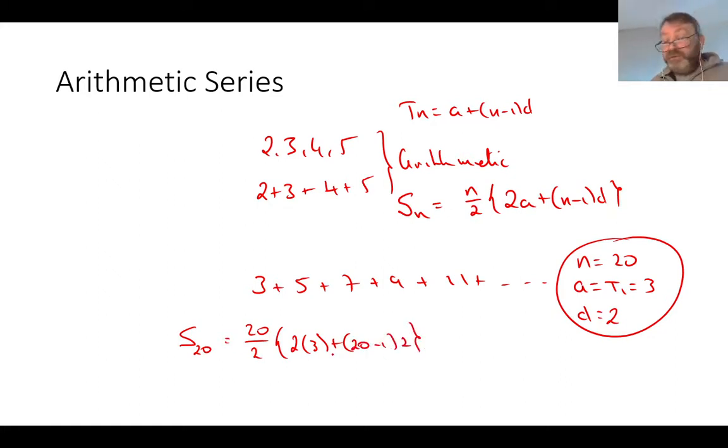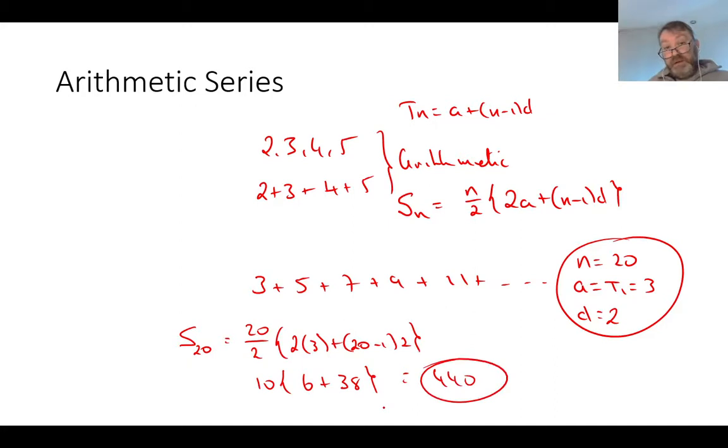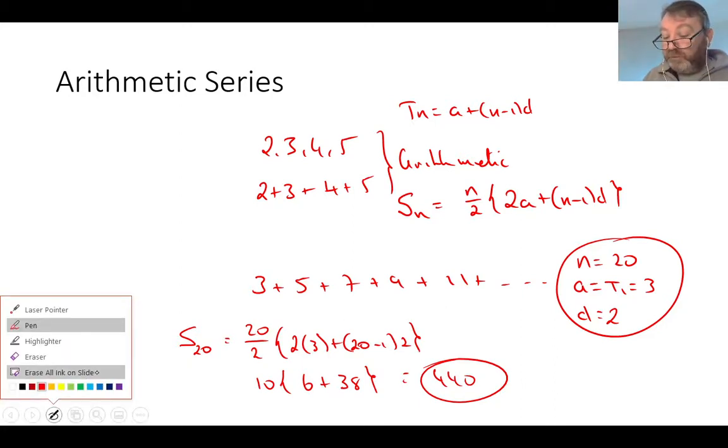And then you simply use your calculator, or just do it in your head. So 20 divided by 2, that's 10, times 6 plus 19 twos. Now 19 twos is 38. 38 plus 6 is 44, and 44 times 10 is 440. So if I was to list the first 20 terms and add the first 20 terms together, I would get 440. So that's the only extra formula that we're going to be looking at in this lesson.